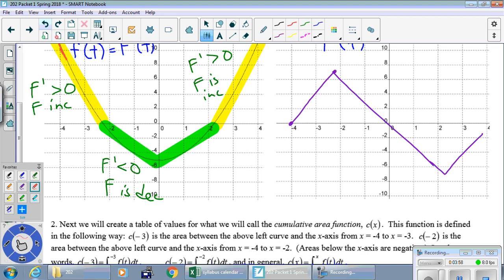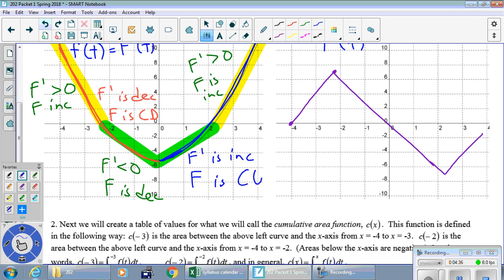If we look at capital F prime from here all the way over to here, on that interval, capital F prime, the graph we are looking at right here, is decreasing. And that means something very specific about capital F. It means that capital F is concave down. So capital F is going to be concave down everywhere to the left of the y-axis there. And if we look at capital F prime from here onwards, we notice that capital F prime is increasing. And therefore, capital F is concave up.